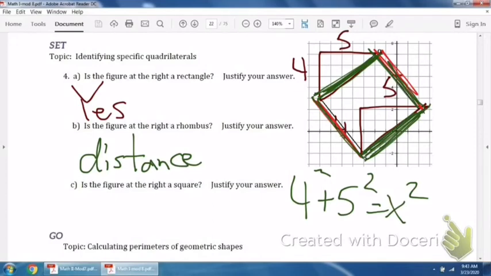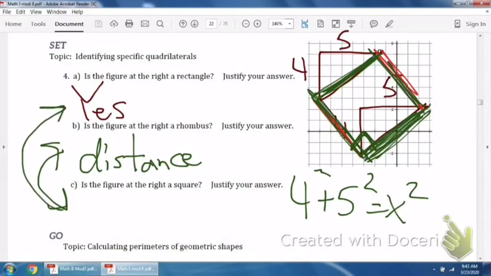When you get to the square, you'll have to show all the sides are the same, which you've already done in B. But you also have to show that these are 90-degree angles. So you would have to show that this slope and this slope are opposite reciprocals. But at this point, you've already done that up there.